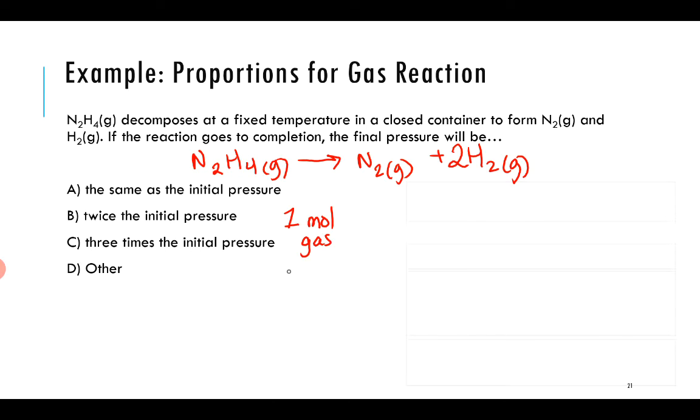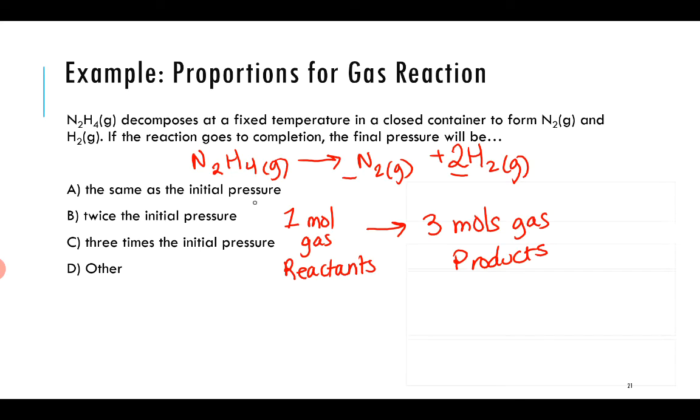So 1 mole of gas on reactant side. And then I have 3 moles of gas on my product side. So since the number of moles is tripling, my pressure will go up 3 times the amount. 3 times the number of moles, 3 times the pressure.